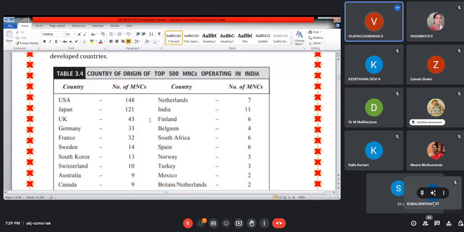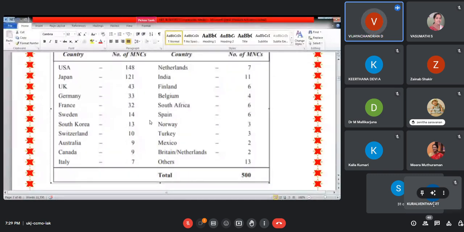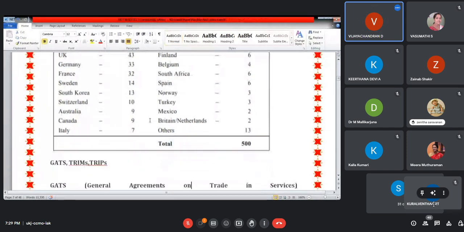So in India, majority of the companies are from USA. So 148 companies are located in India. They are operating in India. 148 MNC companies. So the first place USA, second place Japan, third UK. So in total, 500 MNCs are operating their business in India.